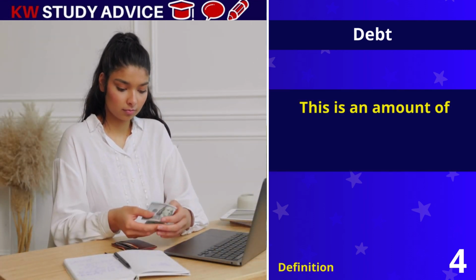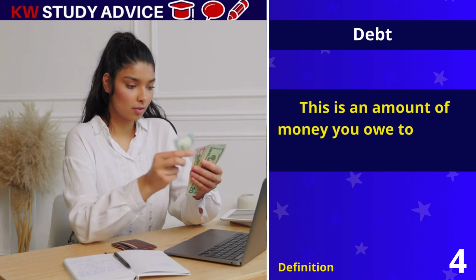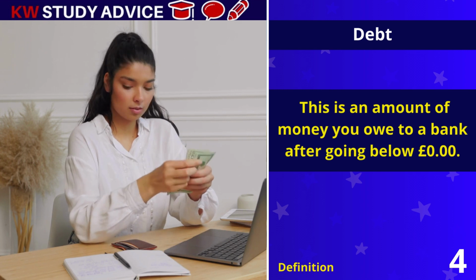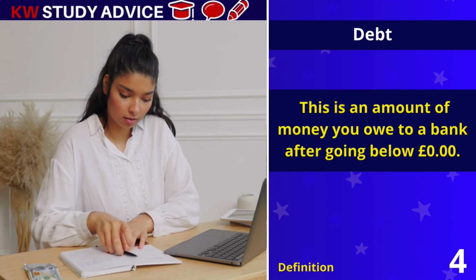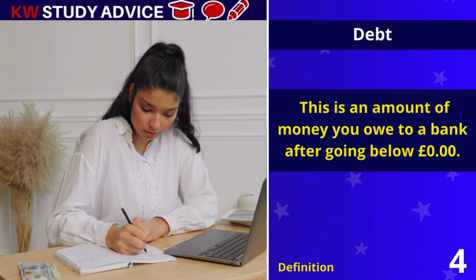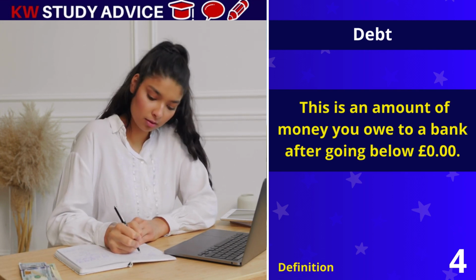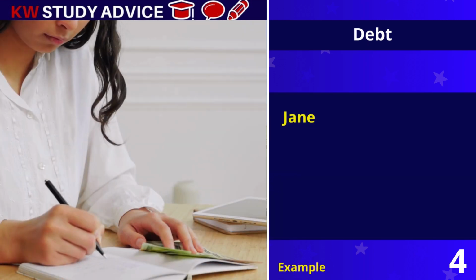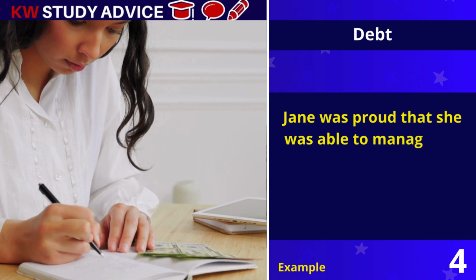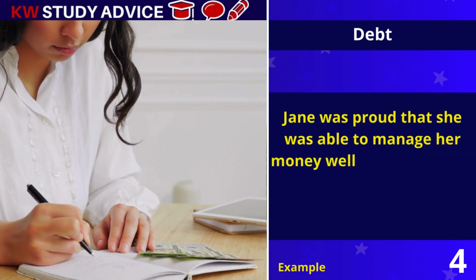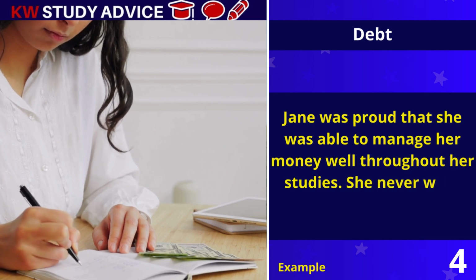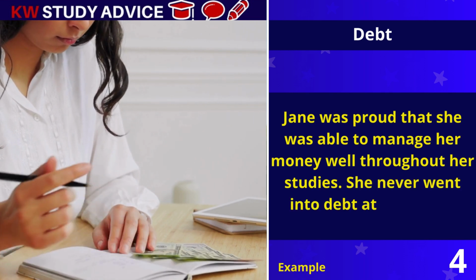This is an amount of money you owe to a bank after going below £0 and 0 pence in your bank account. Interesting. So let's learn a little more by looking at the example. Jane was proud that she was able to manage her money well throughout her studies. She never went into debt at any point.